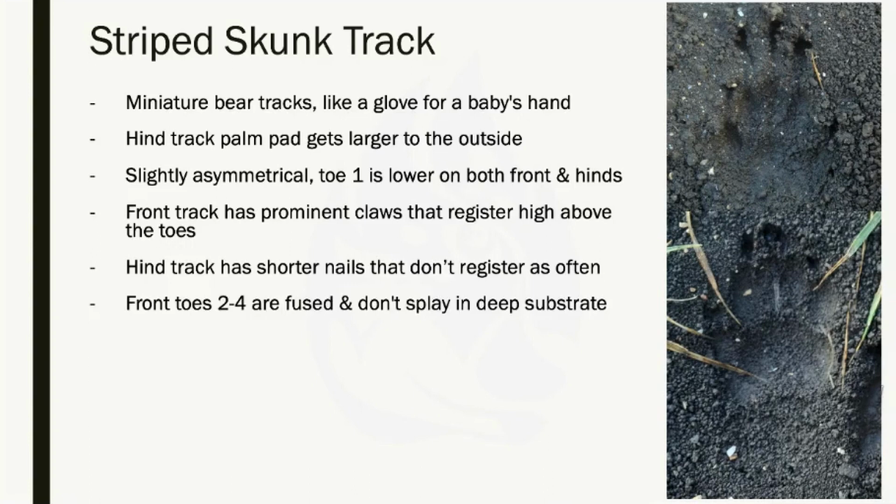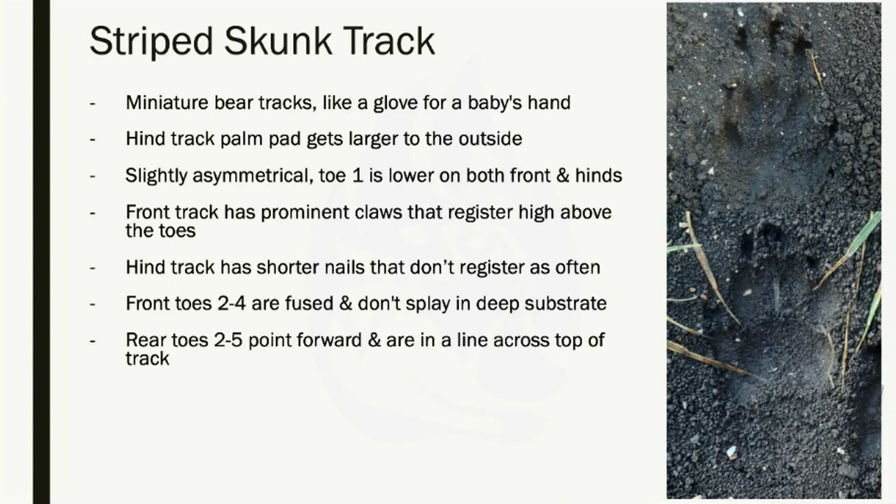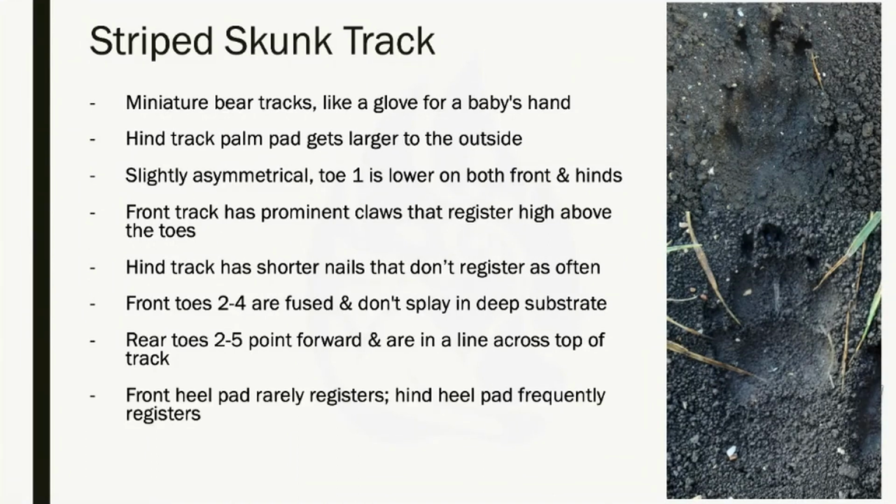Another interesting feature is that the front toes 2 to 4 are fused in skunks. Okay, meaning they don't spread out, they don't splay even in deep substrate, and that's very different from other animals like deer. Okay, so they're going to stay in line on the front track. Okay, and in the rear track, all the toes except for toe one are going to point forward, and they're in line across the top of the track, and you can really see that here in this photo. Okay, they're all next to each other and they're all almost in a line. This outside toe 5 is a little bit farther down, but for the most part, they're straight across.